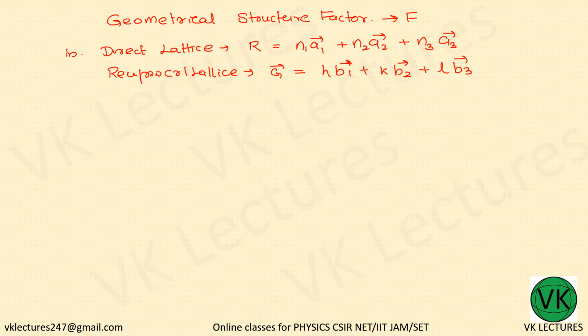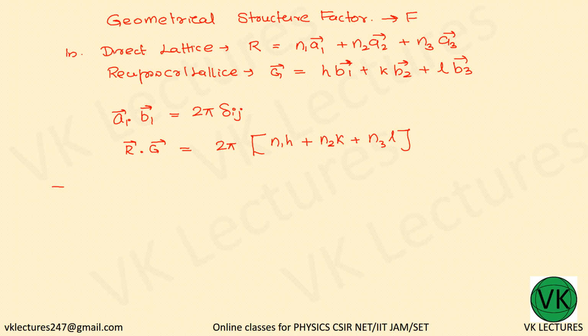Now a_i dot b_j is equal to 2 pi times delta ij, and R dot G is equal to 2 pi times n1 h plus n2 k plus n3 l.